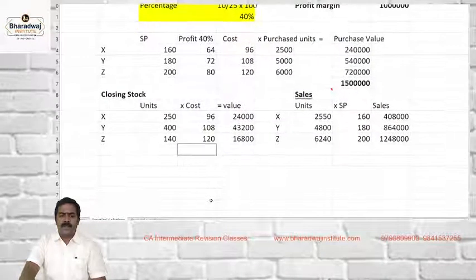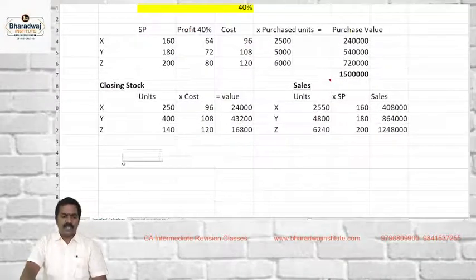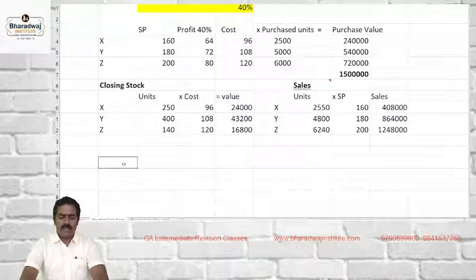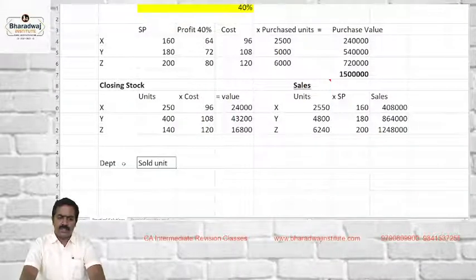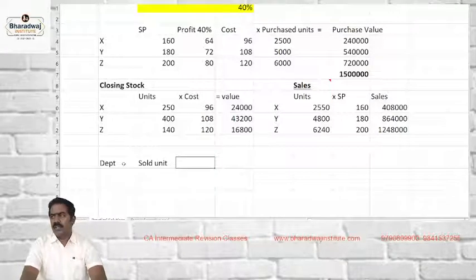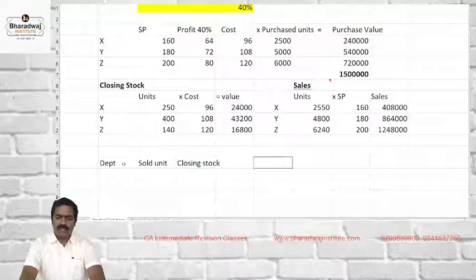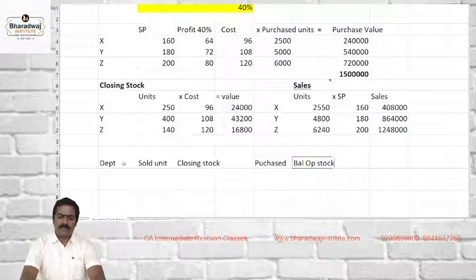Now, what is missing? Opening stock as well as value, both are missing. Pay attention. We sold out some units, and we are given closing stock also, and we purchased some units. Balance will be which one? Opening stock will be there.